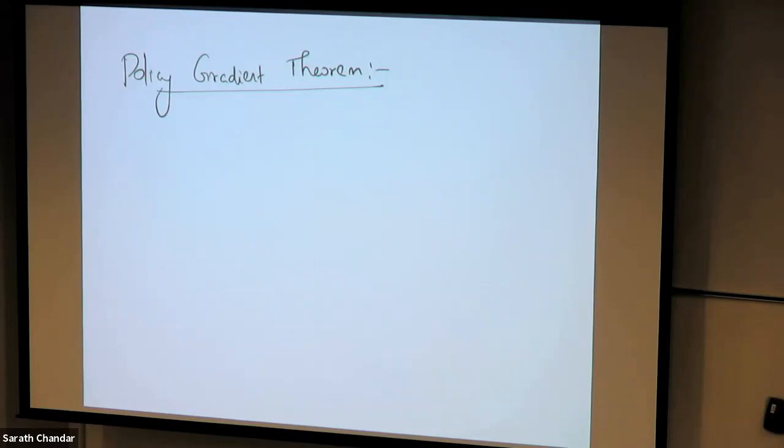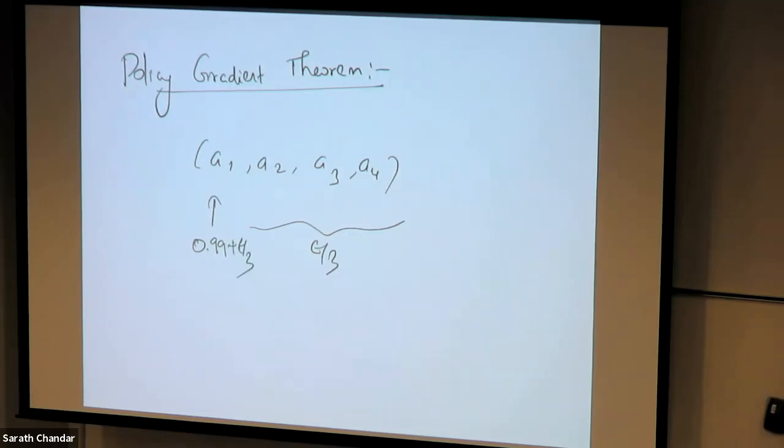Let's say there are 4 actions, A1, A2, A3, A4. Based on my current estimate, this action has the highest value. Now, this action is going to have 0.99, let's say, probability, and the rest have epsilon by 3 each, so 0.99 plus epsilon by 3. I'm setting epsilon equal to 0.01.